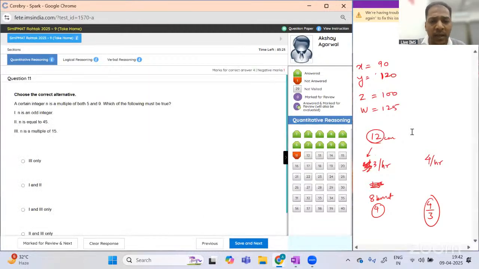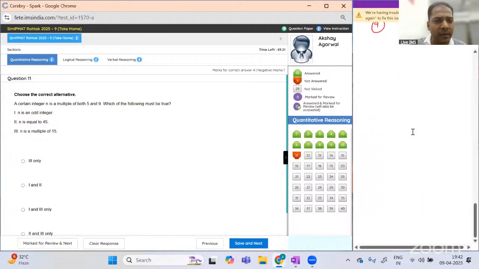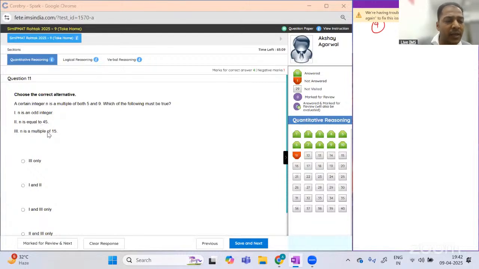A certain integer n is a multiple of both 5 and 9. Which of the following must be true? It is a multiple of both 5 and 9. It's a multiple of 45. It's not necessarily an odd integer. It is definitely a multiple of 15. It is not necessarily equal to 45. Only 3 is true. Answer is option 3.